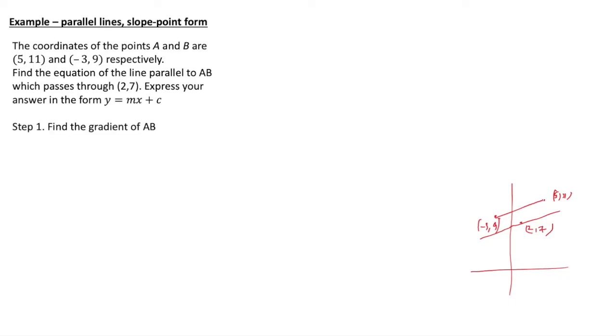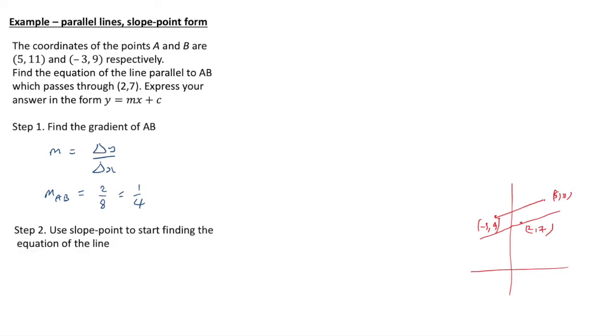So breaking this down into steps, the first step is to find the gradient of AB. We want the line parallel to AB, so we need to know the gradient of AB itself, of course, and to find the gradient we need the change in y, the rise, divided by the change in x, the run. So the change in y, as we know from before, is our 11 take away 9, which is 2, and the change in x is 5 take away -3, which is 8, so that gives us 2 over 8, which is 1/4.